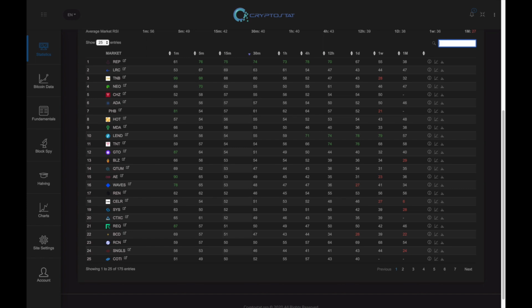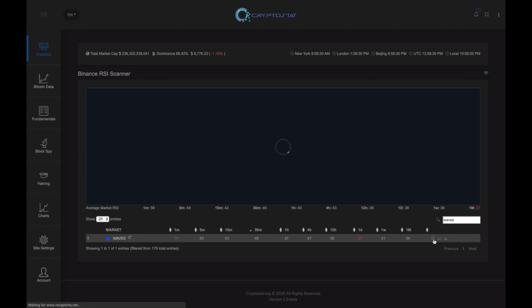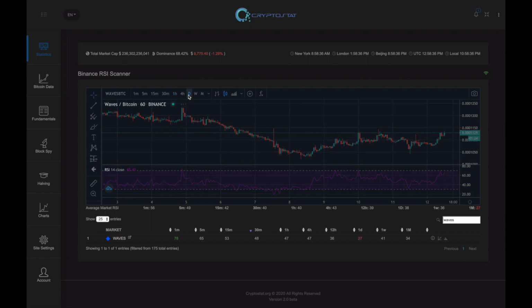We have a filtering system here, a search system. Just type in Waves to remove all the clutter, so you're just focusing on the one thing that you're particularly focusing on at that time. And we want to bring up the chart just by clicking this little icon here. We'll actually load Waves BTC. Now let's move over to the daily because we want to check it out.